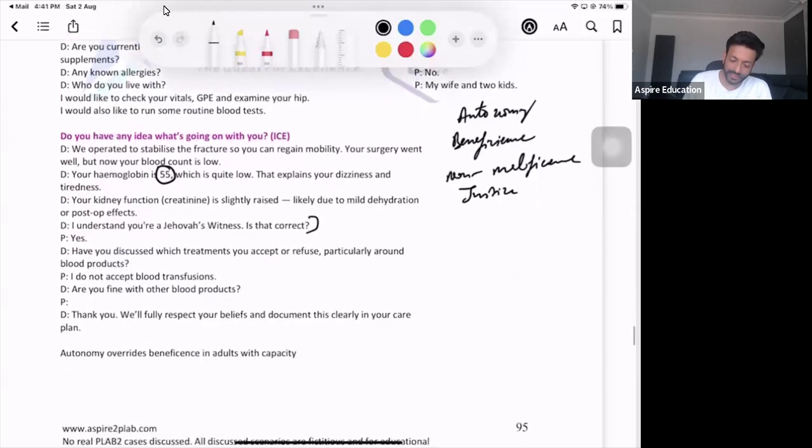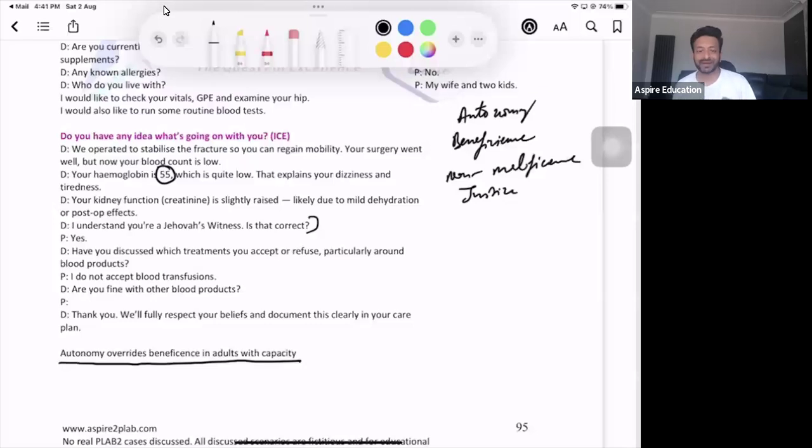So the thing is, we fully respect the belief of our patient, right? And we document it properly in the file. And remember this line, autonomy overrides beneficence in adults with capacity. So it's autonomy. The patient has got the right to decide the treatment, and the patient has got the capacity. They have got the right to refuse the treatment as well. So autonomy overrides beneficence in adults with capacity.